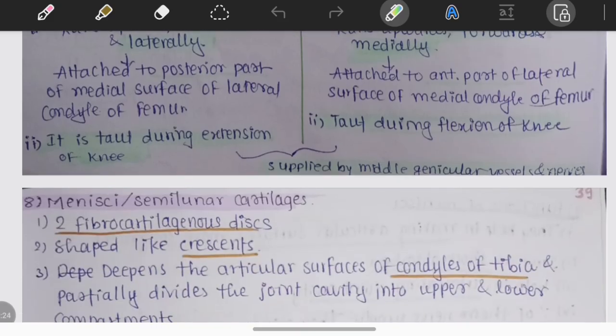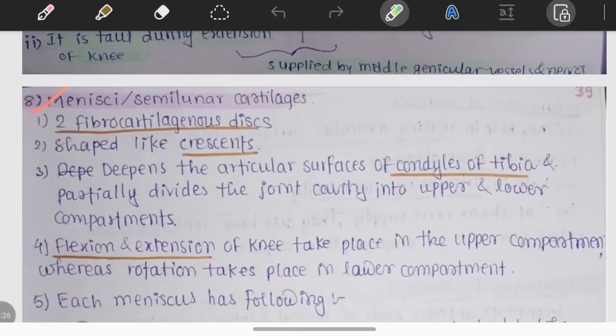Wait for a minute. And the next structure is the menisci or semilunar cartilages. They are two fibrocartilaginous discs shaped like crescents. They deepen the articular surface of the condyles of the tibia. Here is the tibia, and inside the articular surface these crescent-shaped menisci are present.